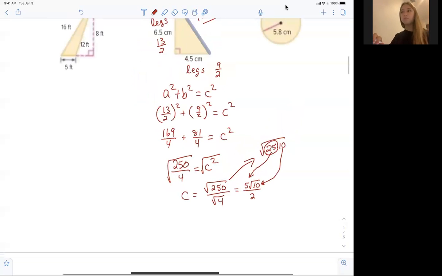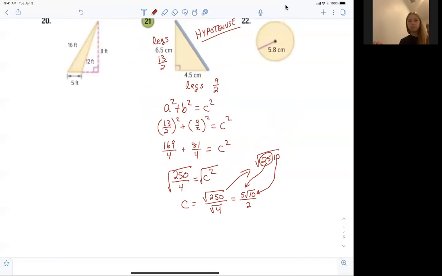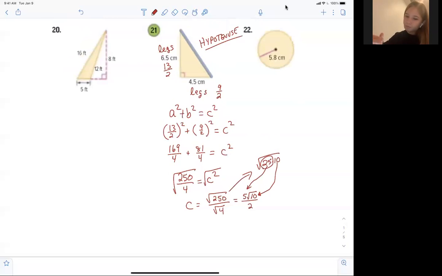So guess what? That 5 radical 10 over 2 is the hypotenuse. That is the way I would like you to leave it. All right, we're trying to find exact answers when possible. All right, anybody have any questions with 21?